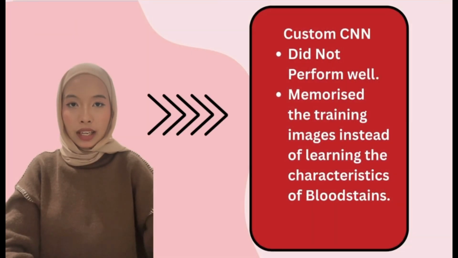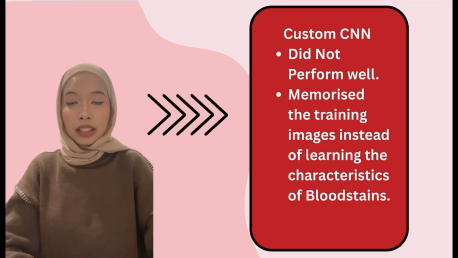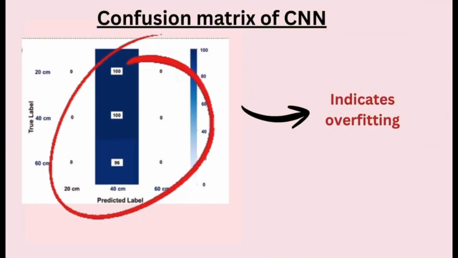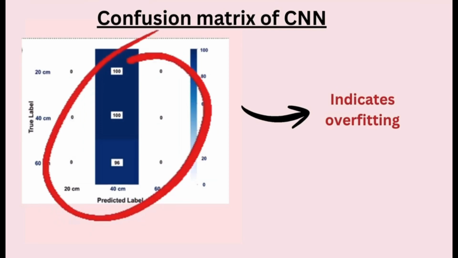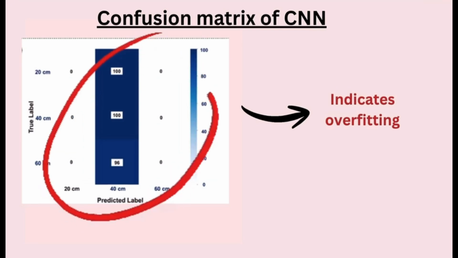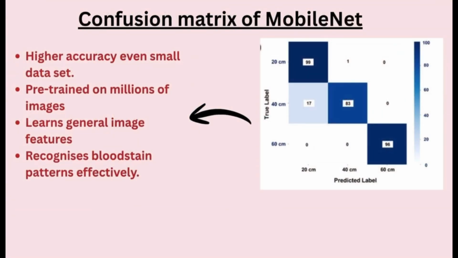Okay, the first model, custom CNN, did not perform well. It memorized the training images instead of learning the characteristics of a bloodstain. As a result, when it analyzed new bloodstain images, it frequently made incorrect predictions. So then, based on the slide, they show the confusion matrix of CNN. Notice that the model classified many different bloodstains into the same category. This indicates overfitting.